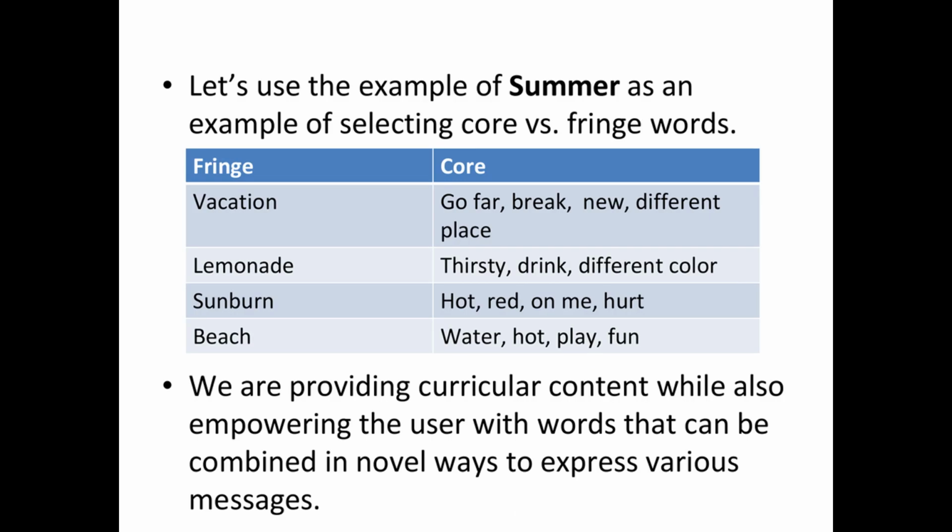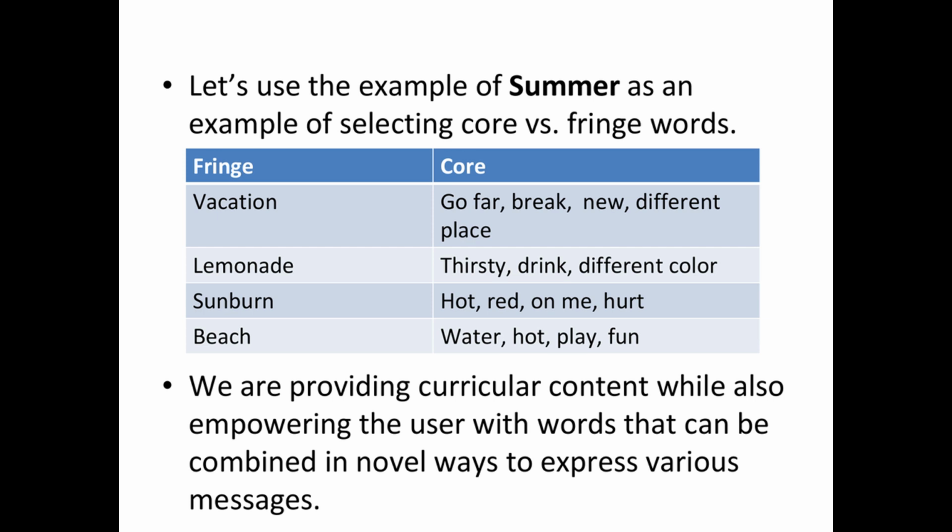So here's more, I'm delving into core vocabulary for a bit, using the example of summer as an example of selecting core words versus fringe words. So a fringe word, for example, would be vacation or lemonade, sunburn, or beach. These are words that are relevant to a specific topic, but they're not necessarily words you would use frequently. You're not going to talk a lot about lemonade throughout your day, every day, and in all of your environments. But as you can see on the right-hand side, here are some core words that can be used to communicate or get your idea across.